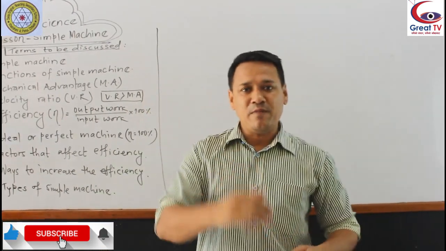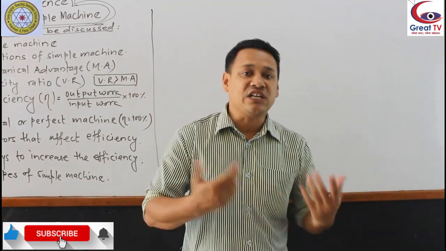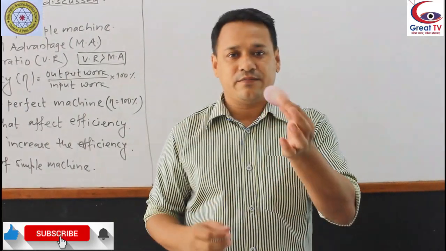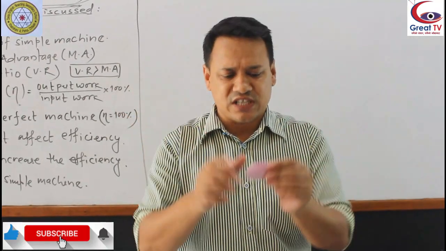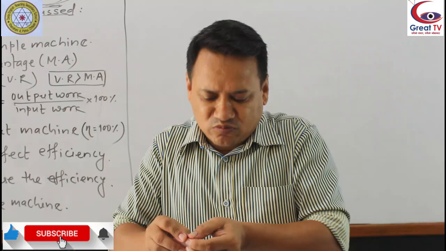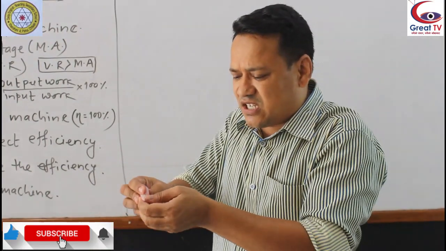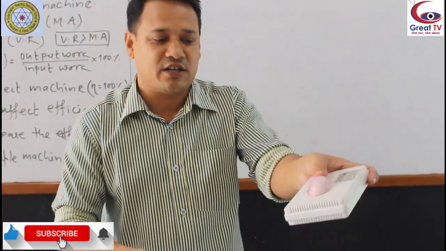Similarly, a simple machine can increase the speed of work. Let's say here I have an onion. Without using a simple machine, it takes more time to make pieces. But if I use a simple machine, look here, is another onion.